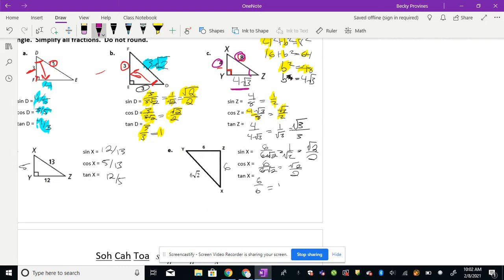And then we have the tangent of Z. So we already said the opposite of Z is 4. The adjacent of Z is 4 root 3. So we've got a 4 and a 4. We're going to cancel those out first, leaving us with 1 over root 3. Multiply top and bottom by root 3, and we are left with root 3 over 3.